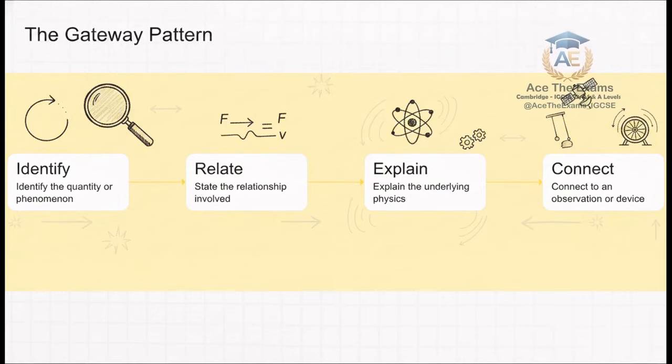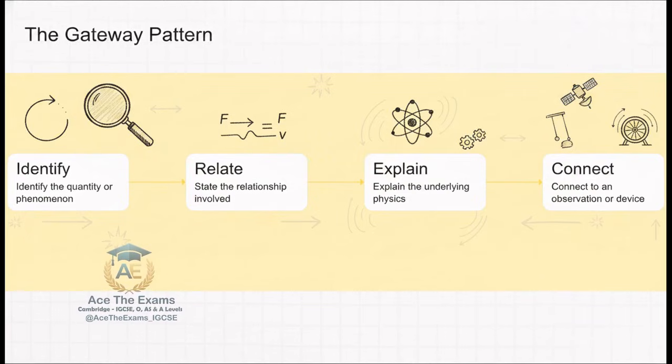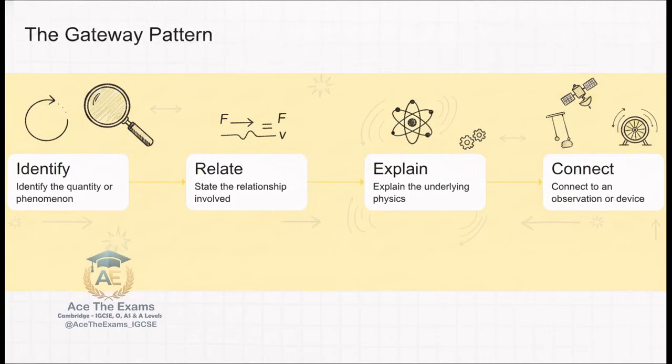It's very similar to the PEEL framework you might use in other subjects, adapted for physics. Step 1, identify the quantity or phenomenon. That's your point. What are we actually looking at? Step 2, state the relationship involved. That's your evidence. How do the variables interact with each other? Step 3, explain the underlying physics.